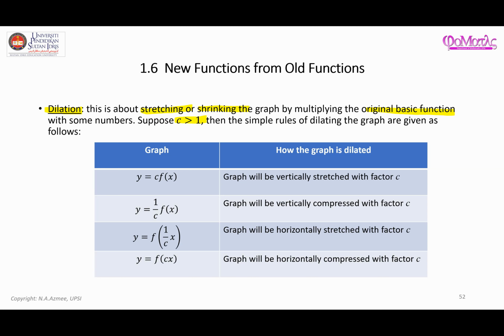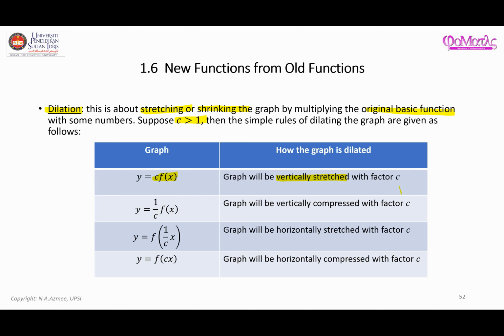There is an easy way to sketch the graph by following the simple rules given on this table here. So let's talk about the rules. First of all, if you multiply the function f(x) with a constant c, so f(x) is y, and whenever you talk about f(x), you talk about the vertical axis, and therefore you can expect that the graph in this case will have a vertical change, and it will be vertically stretched with factor c.